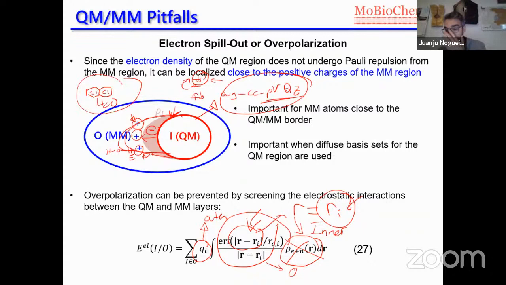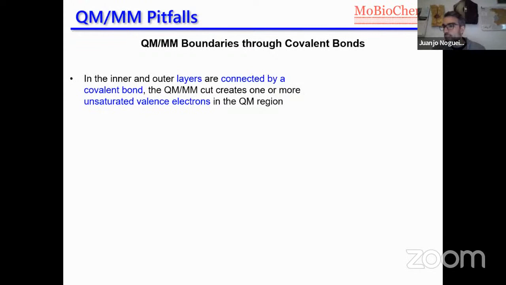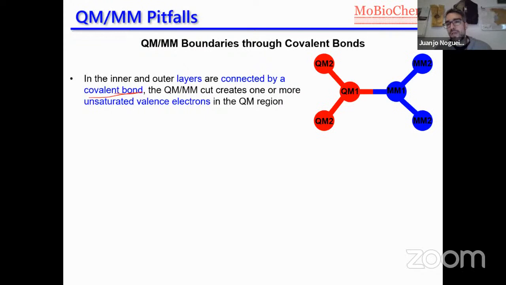Okay, finally, I would like to talk about another problem shortly before our break. The problem arises when the inner region and the outer region are connected by covalent bonds. Okay, so let's say we have a molecule. We do the cut here. So this is our QM region and this is our MM region. And here we have a covalent bond in the middle.